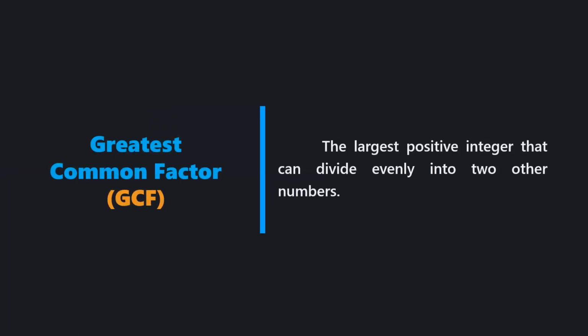Greatest common factor is the largest positive integer that can divide evenly into two other numbers. Or sa madaling salita, pag kinukuha natin yung GCF, ito yung largest positive or yung pinakamalaking positive integer na pwedeng makapag-divide doon sa mga given numbers.